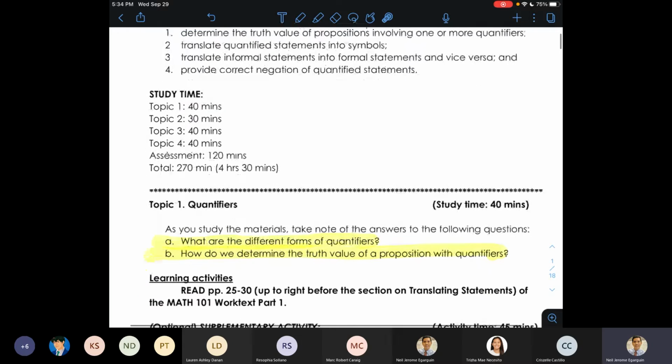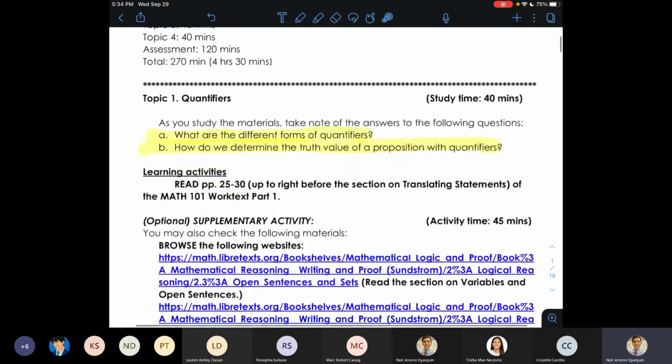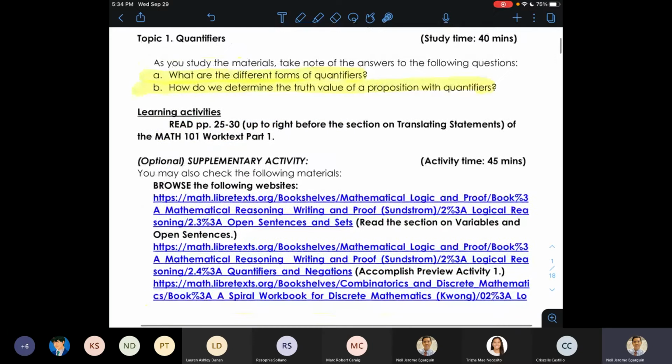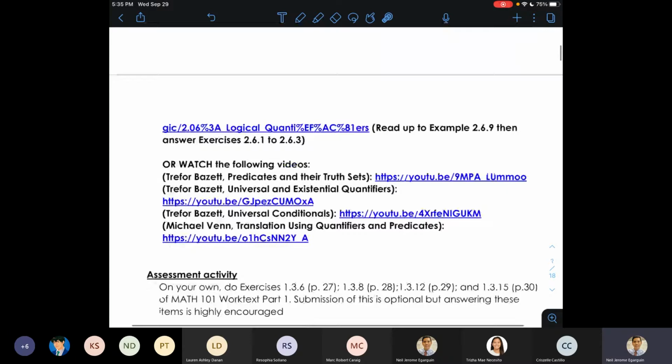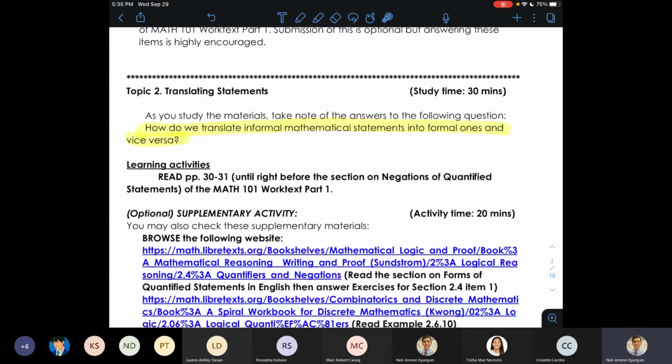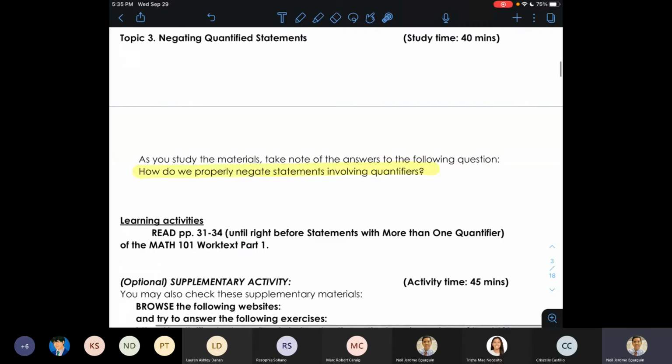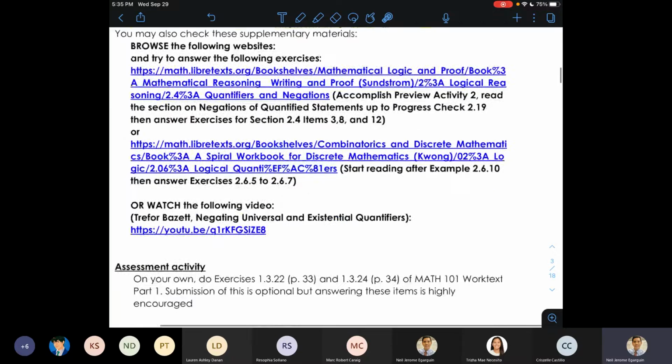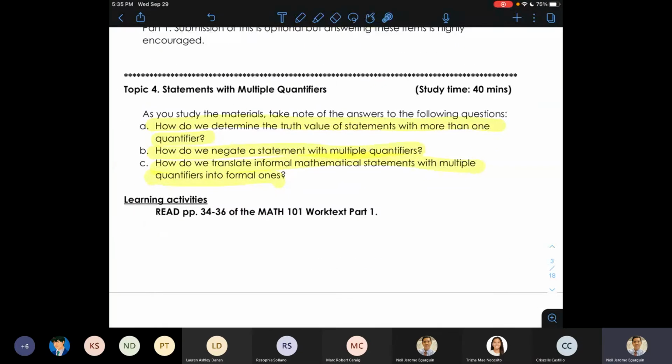Okay. Now there are 4 topics involved in this study guide, or 4 topics for this week. So here are the questions that we'll try to answer along the way. What are the different forms of quantifiers? How do we determine the truth value of a proposition with quantifiers? How do we translate informal mathematical statements into formal ones and vice versa? How do we properly negate statements involving quantifiers? And ano pa ba? Ito pa yung marami. Essentially the same questions as above, pero merong multiple quantifiers involved. So probably we'll tackle topics 1 and 2 today, and then topics 3 and 4 on Friday.